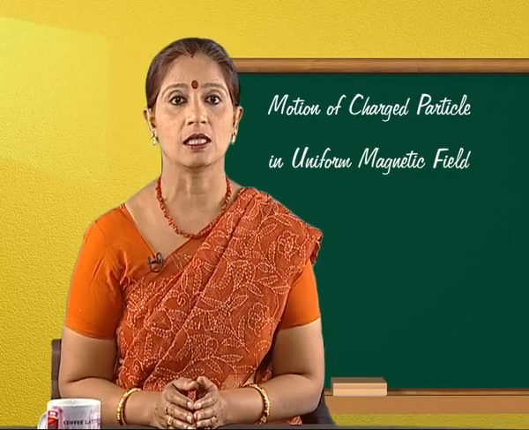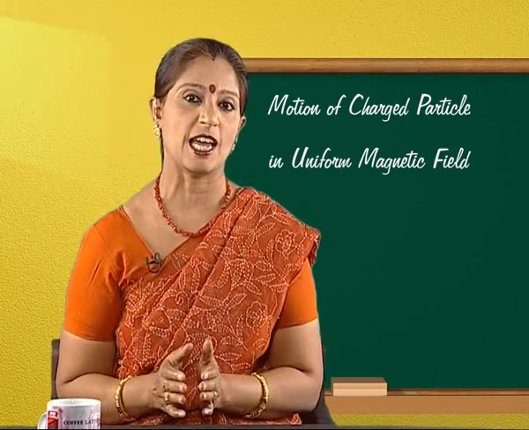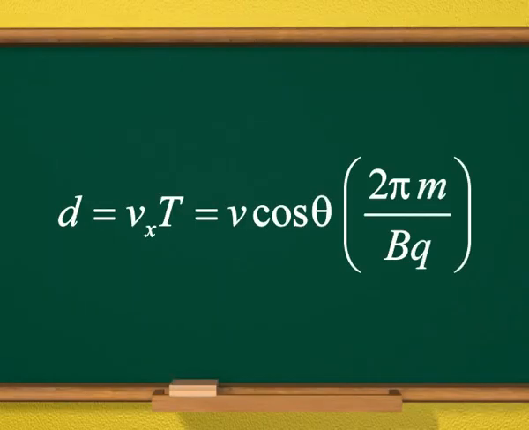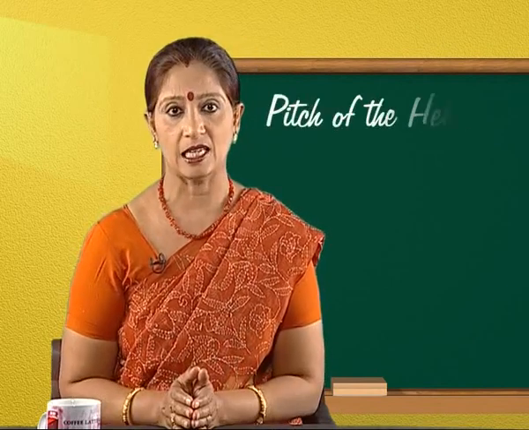The linear distance covered by the charged particle in the magnetic field in time equal to 1 revolution of its circular path is equal to Vx into t, or V cos theta into 2 pi m by bq. This linear distance is known as pitch of the helix.